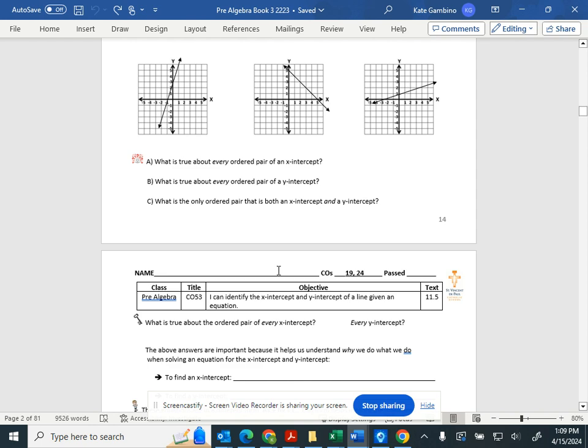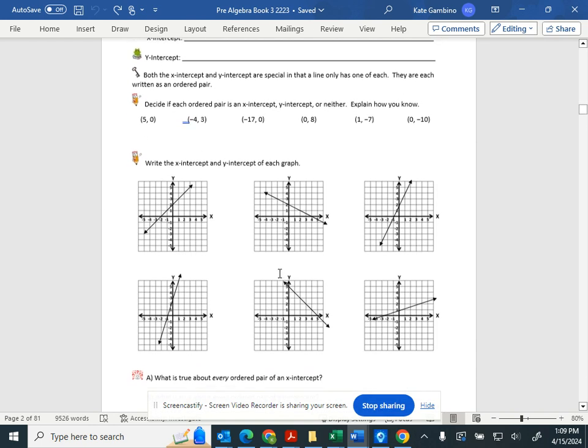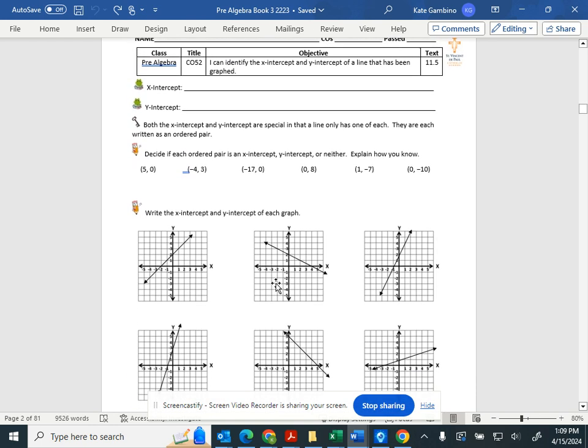So now let's look at Unit 9. It starts with CO52. We need to know what the X and Y intercepts are. What is the ordered pair for the X intercept?